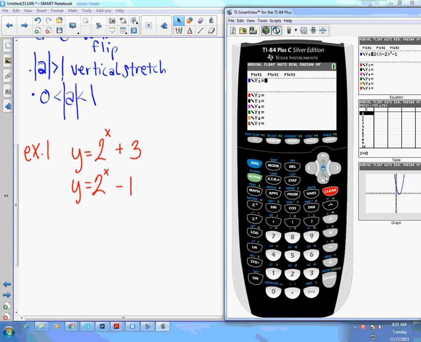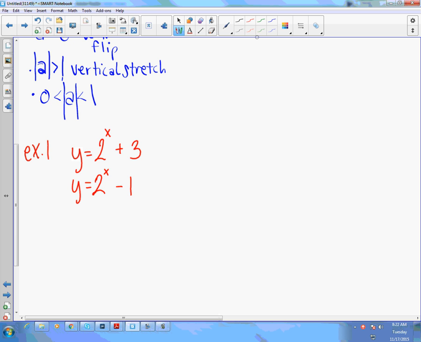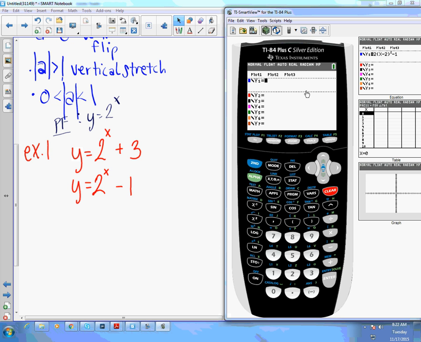And the parent function would be the most basic function. The parent function in this case would be y equals 2 to the x. And then we have a plus 3 and a minus 1. Let's make some hypotheses. What do you think this plus 3 is going to do to the graph? Think it out. What do you think the minus 1 is going to do to the graph?